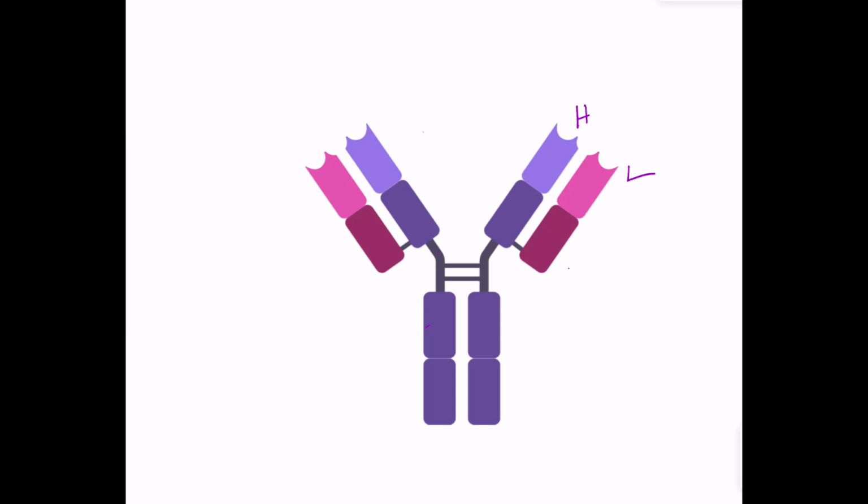And then the antibody can be proteolytically cleaved into fragments, and one fragment, which includes the entire light chain and part of the heavy chain, is called the FAB fragment, and this one binds antigen at this end, whereas the other part of the antibody, the tail, is called the FC portion.